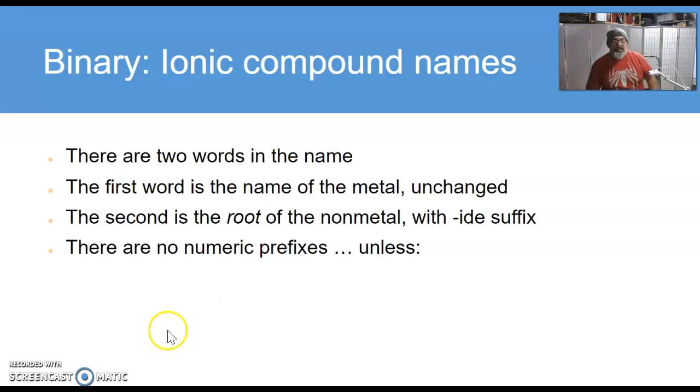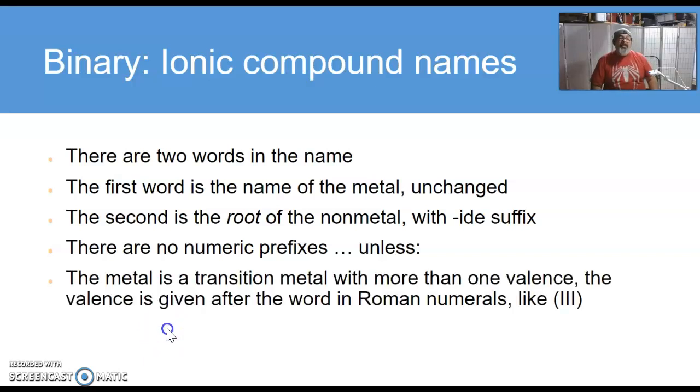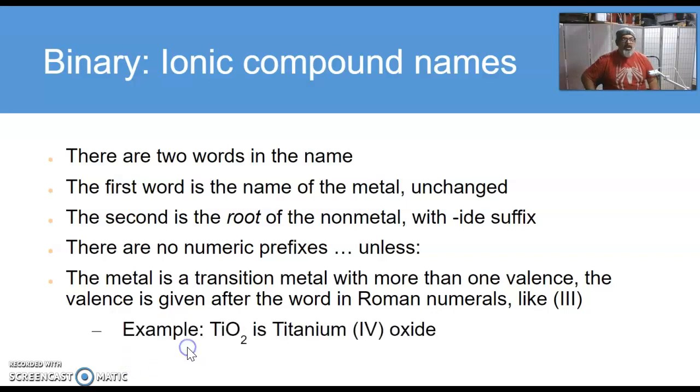There are no numeric prefixes unless the metal is a transition metal. If the transition metal has a different charge, then you're going to designate that charge with a Roman numeral in the name. You can deduce that from the formula, and the more you practice, the better you'll get. Remember those transition metals in that area of your periodic table. It's useful to know your Roman numerals from 1 to 5. Usually we'll just use 1 to 4, sometimes 5, but they're very basic, and they should be in this slideshow somewhere. So they give you an example.